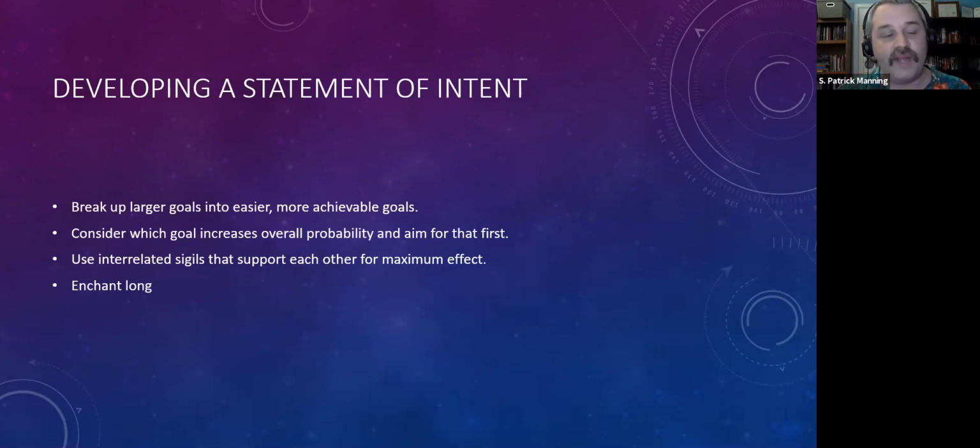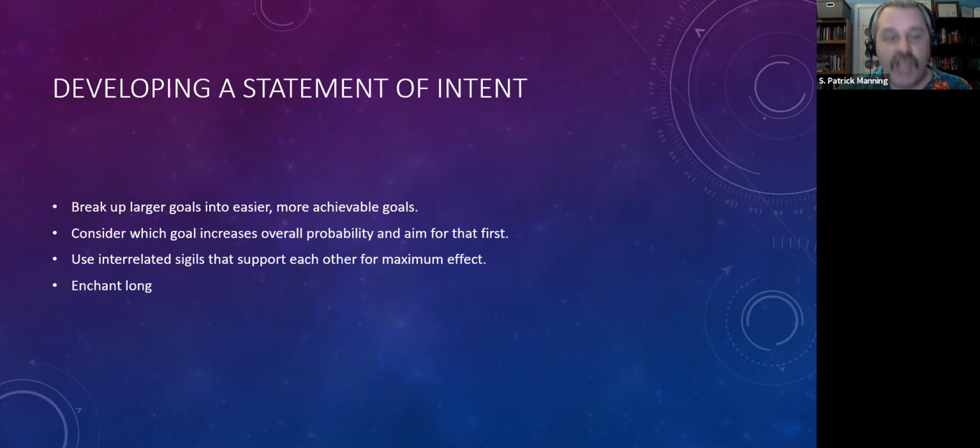The last little bit that I put on here just says enchant long, and this is a dictum that Pete Carroll always says: enchant long and divine short. And this has to do with probabilities in working with magic, in that the longer off into the future you're trying to see through divination, the less accurate it's going to be. So if you're doing divination, you want it to be relatively short term.